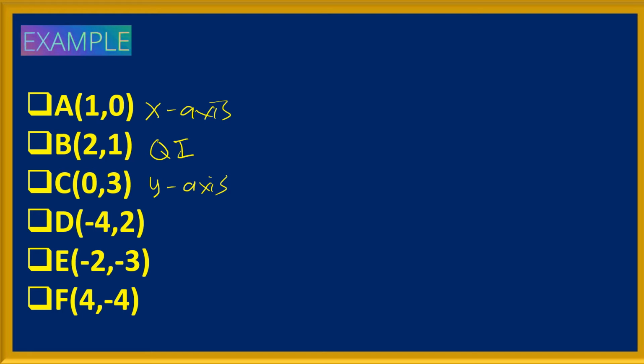Next, point D is (-4, 2). So, ito ay maglalay sa quadrant 2. Next, point E is (-2, -3). So, ito naman ay maglalay sa quadrant 3 kasi pareha silang negative. Last is (4, -4). So, ito ay maglalay sa quadrant 4.